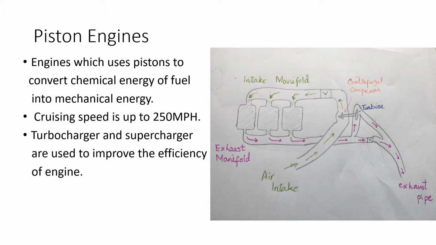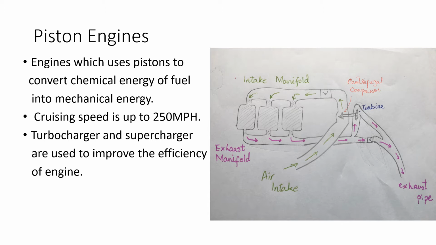So, what are piston engines and where are they used? These are engines which use a piston to convert the chemical energy of a fuel into mechanical energy, and these are mostly found on aircraft which have a cruising speed of less than or equal to 250 miles per hour. The most famous example of piston engines is the Cessna 172. These are used in these types of planes.